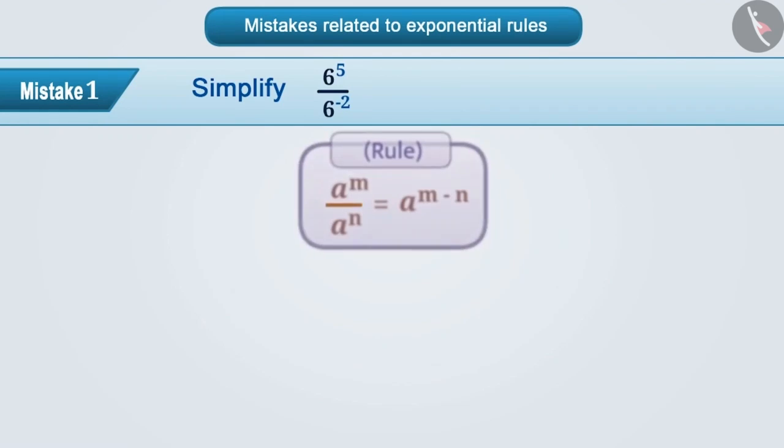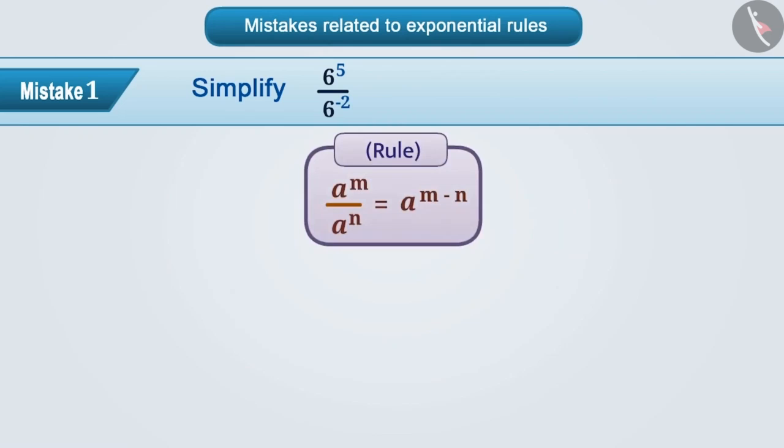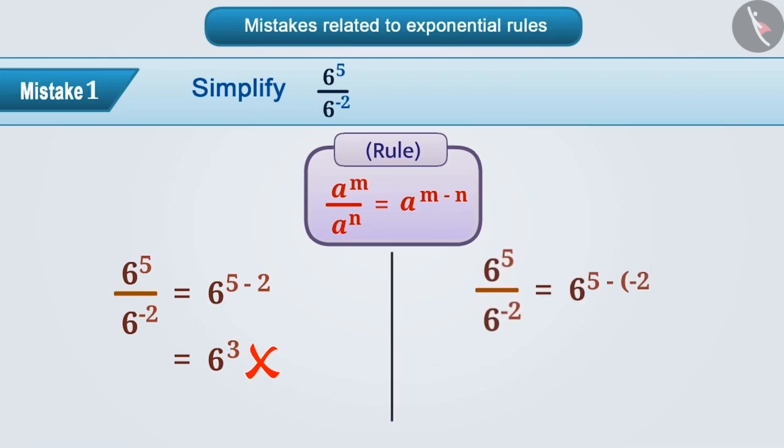Some children do not use the rules of exponents properly. They know that a^m upon a^n is equal to a^(m - n), but do not use it correctly. Not focusing on the signs, instead of subtracting -2 from 5, they subtract 2 out of 5 and get the answer 6 cube, which is an incorrect answer. Keep in mind that 5 - (-2) is equal to 5 + 2 is equal to 7. So the simplified form of the given question will be 6^7.